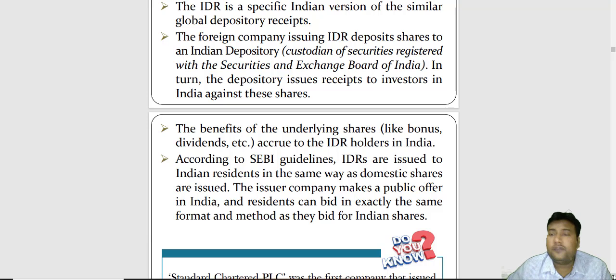The issuer company makes a public offer in India. The resident can bid in exactly the same format and method as the bid for an Indian share. So everything is the same. The only thing is that IDR is a medium by which foreign companies can raise funds in Indian rupees from Indian investors.